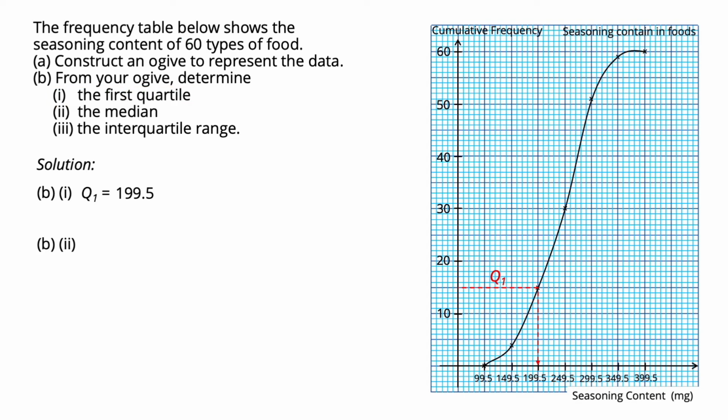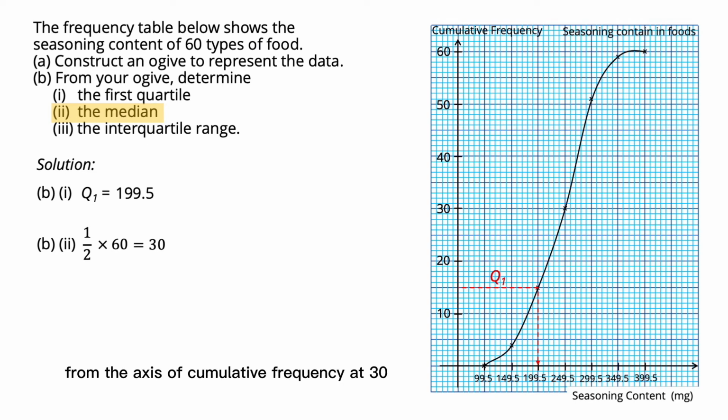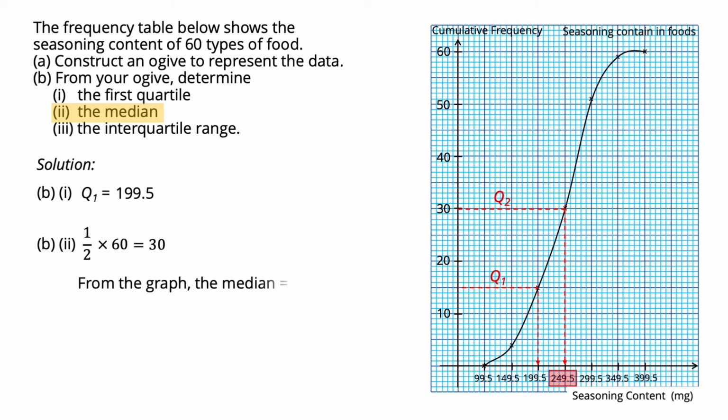For the second quartile, the median, 60 divided by 2 equals 30. From the graph, draw a horizontal line from the axis of cumulative frequency at 30 until it intersects the ogive. Then continue to draw a vertical line down until it meets the horizontal axis. The value of the seasoning content obtained is the value of the second quartile. The median equals 249.5. Therefore, the seasoning contents of 30 types of food are less than or equal to 249.5 mg.